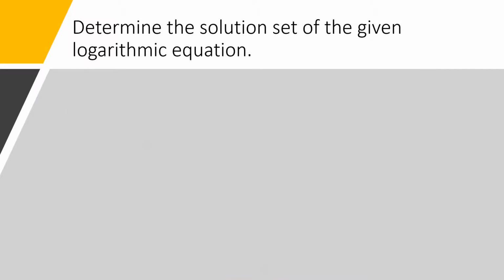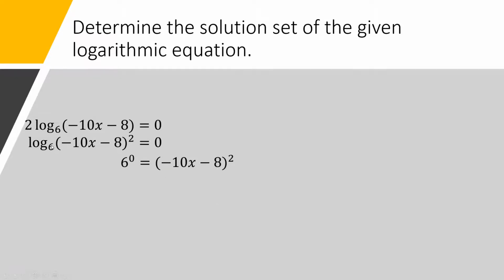Let's have another example. Let's say 2 log of the quantity negative 10x minus 8 with base 6 equals 0. Now what we are going to do here is make this 2 before the logarithm the exponent of our argument. Since we have this, we can now transform this logarithmic equation into an exponential equation. So you have 6 raised to 0 is equal to the squared quantity of negative 10x minus 8.